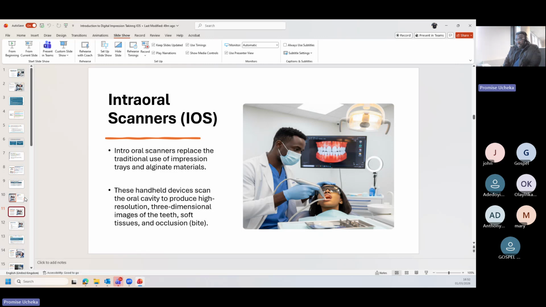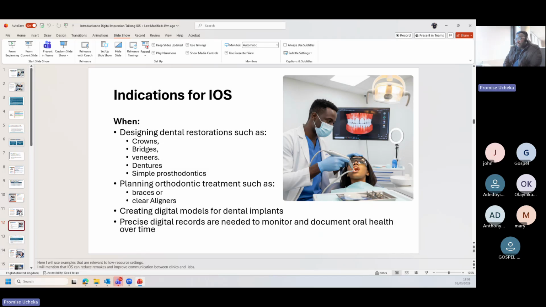So once you do the scan, if you look at the picture on the screen, it gives you a high level of resolution that you can actually study, and this is very helpful with patient education. We'll look at some of those very shortly with the uses of that. So when do you actually use intraoral scanners?